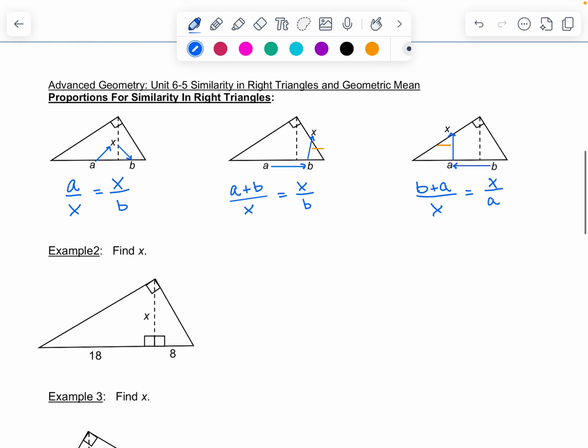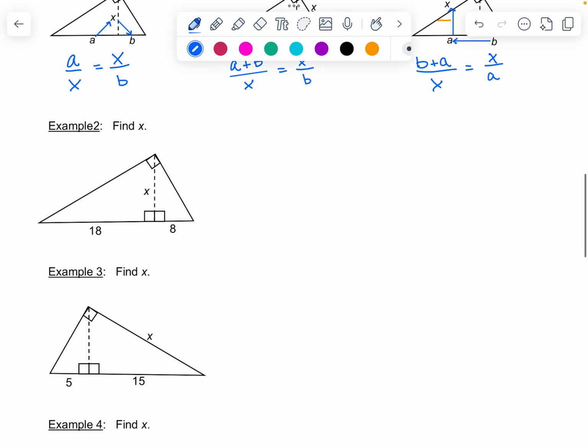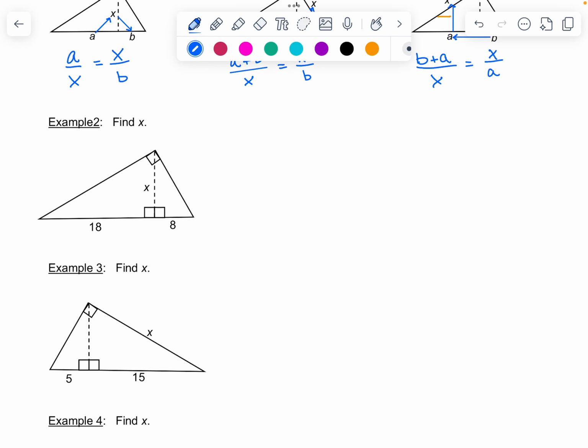So with these three formulas, if you can go into your test knowing them, then you're pretty much going to be set for any of these problems. So we'll do a few examples here. In example 2, we can go ahead and see that this is that basic geometric mean, where I have my a over x and x over b.